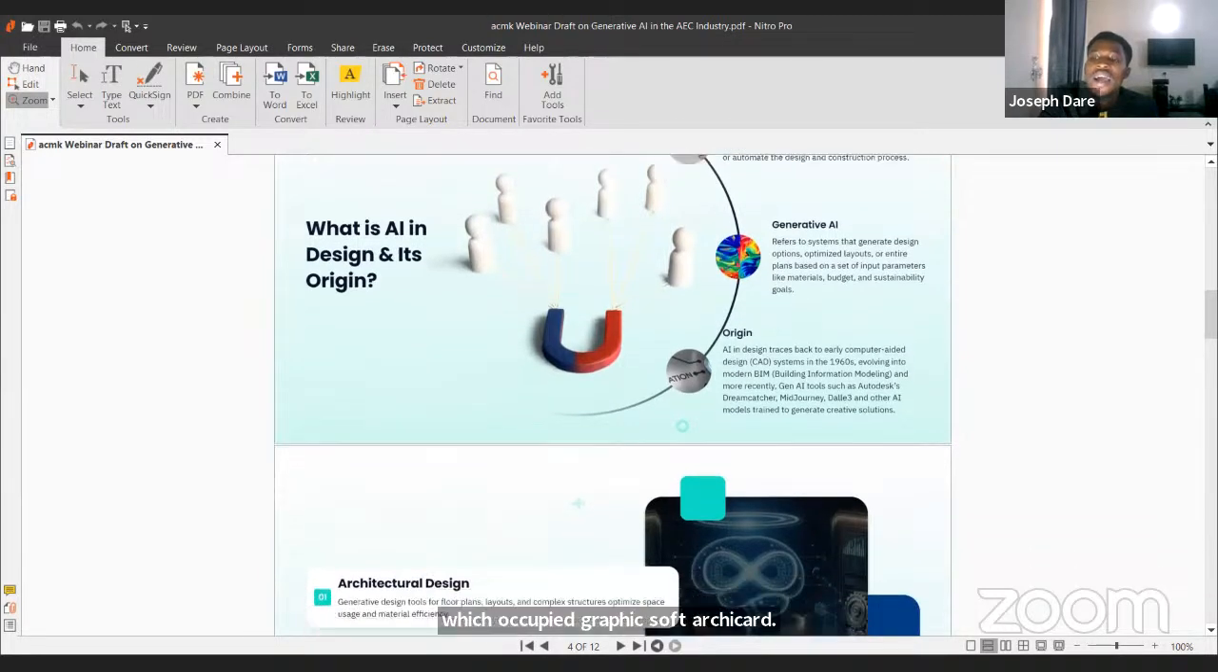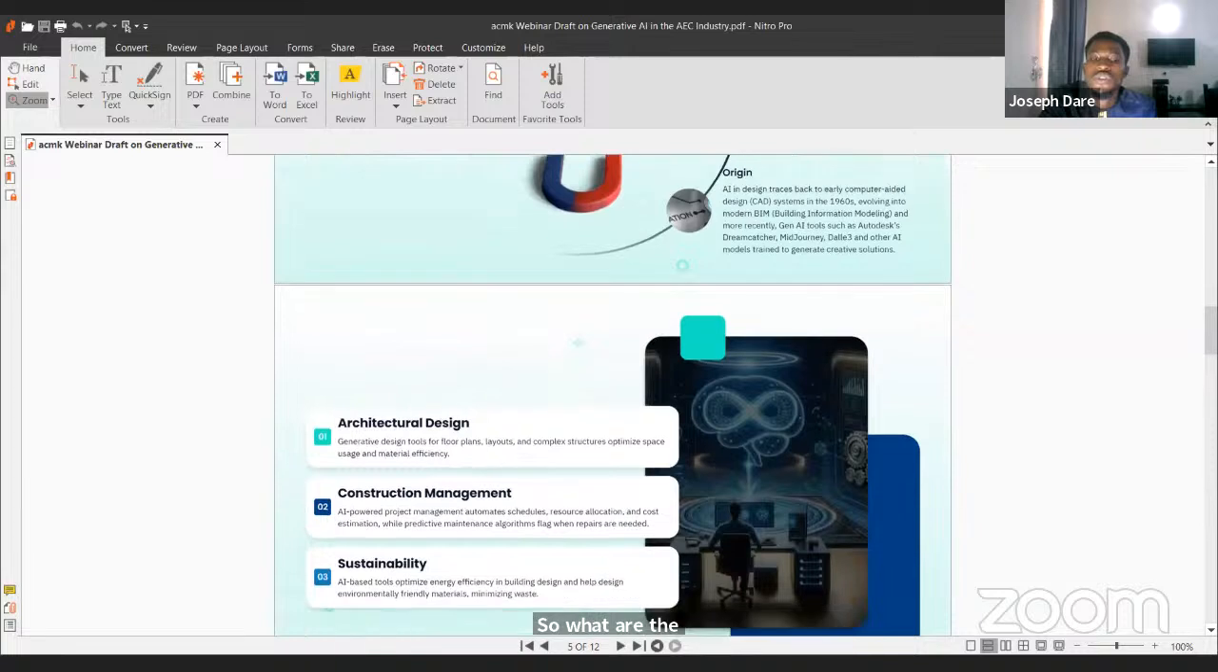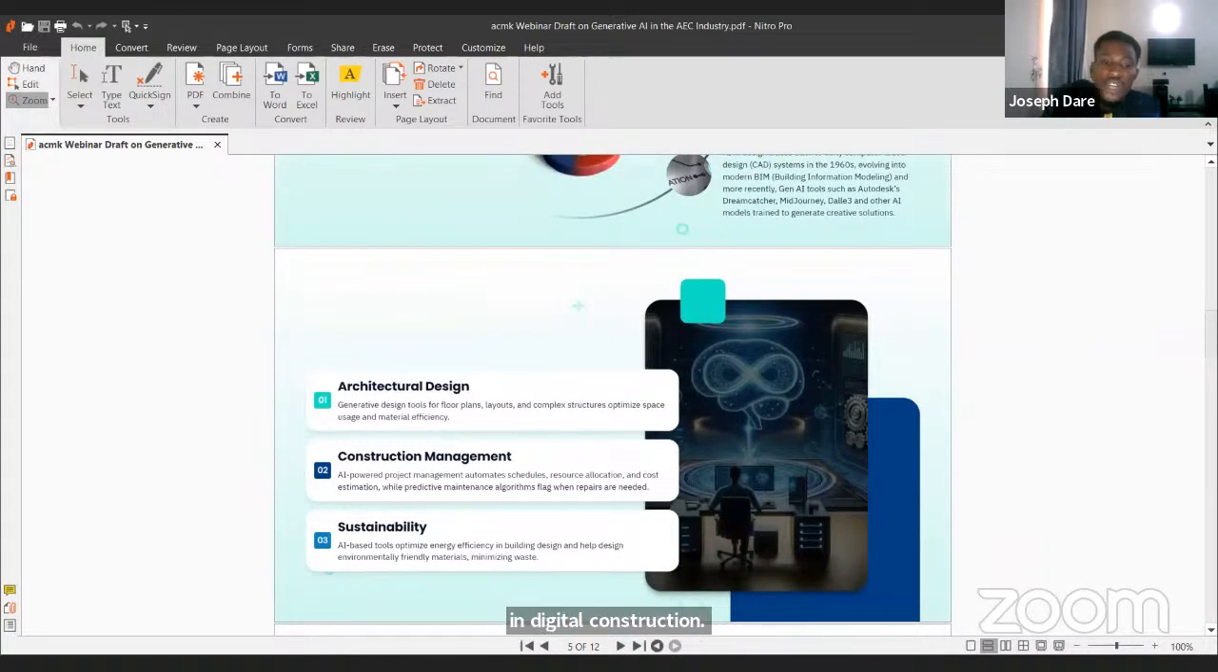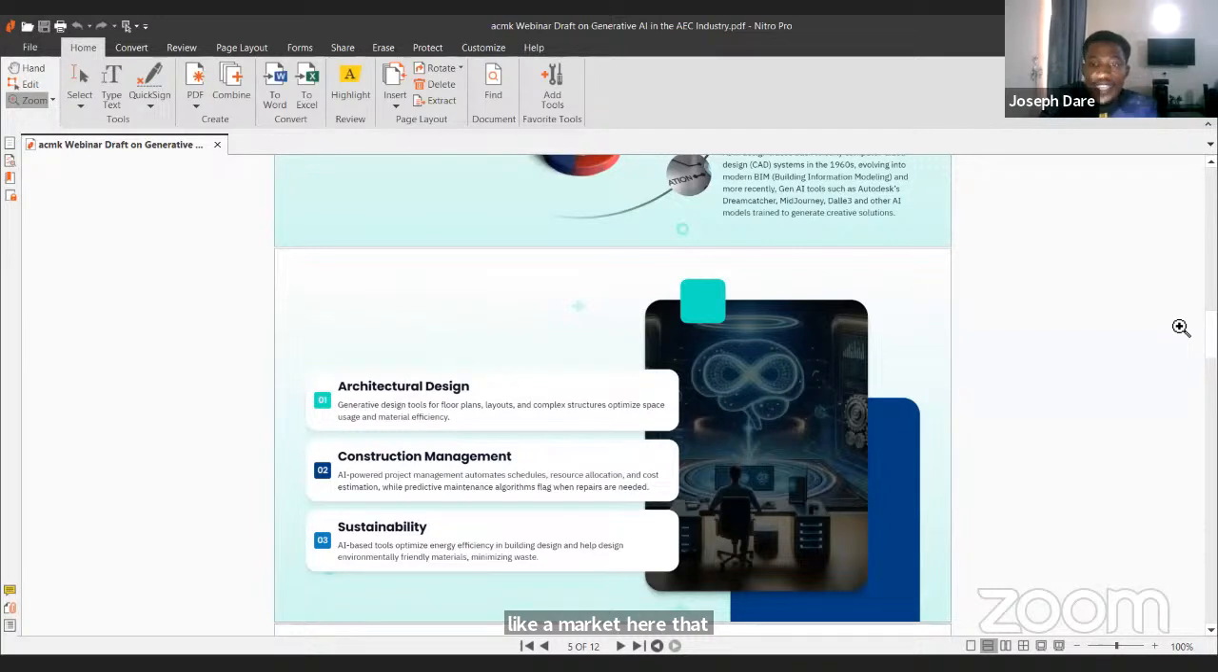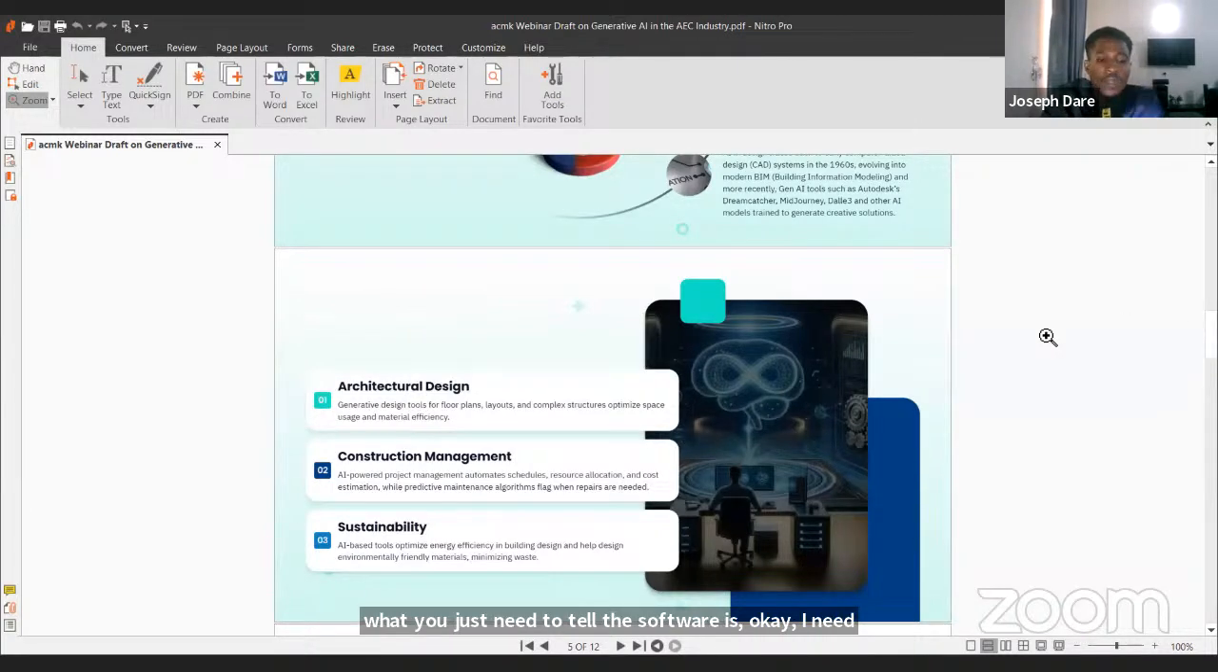So what are the applications of AI in digital construction? We can apply AI in architectural designs. Now we have AI tools like Maket AI that we can use to develop plans. For example, if you want to design a small, tiny house, you just tell the software, I need to design a small, tiny house for so and so persons, and these are the spaces that I want in that building. The software generates the plan for you, which we just have to adjust to suit what you really want.